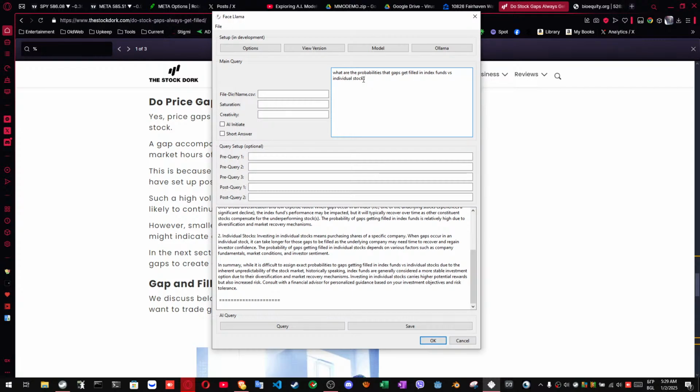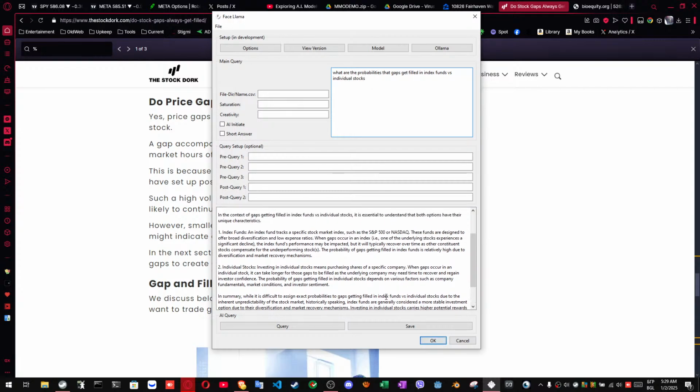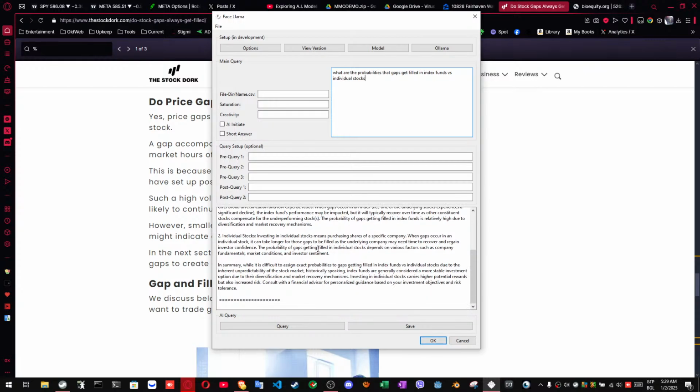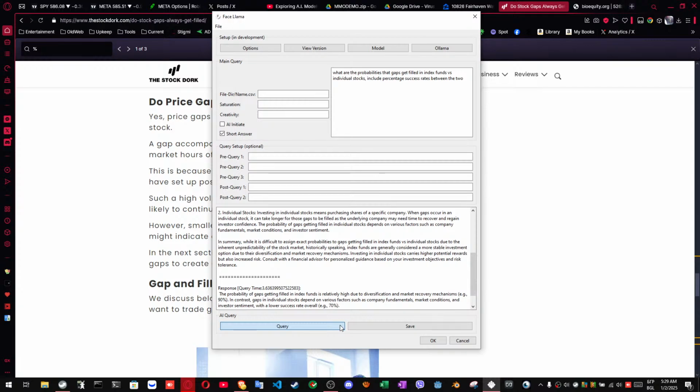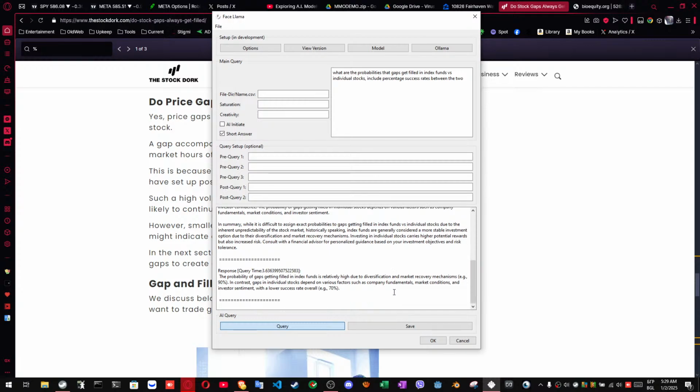If you have specific stocks or funds in mind, it gave a summary. Yes, those are the percentages. No percentages from this AI. Oh well, there's another case for it: 90% getting filled for index, relatively high due to diversification. So for individual stocks, we can kind of go to 60%, 70%. But for ETFs, that percentage is far too high to be considered negligible.